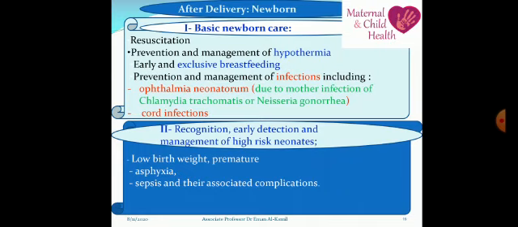Also, cord infection. Many children have infection in the stump of the cord. So it is important to follow the umbilical cord and prevent or treat any infection. Also, it is important to recognize, detect early and manage high-risk neonates. As we mentioned, the low birth weight or premature baby needs special care, as do babies with asphyxia or with sepsis or infection. There is a large number of infections that occur in the neonatal period.